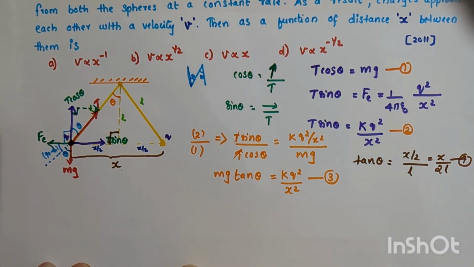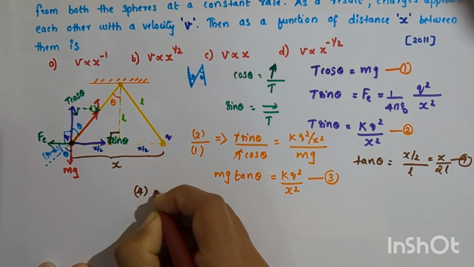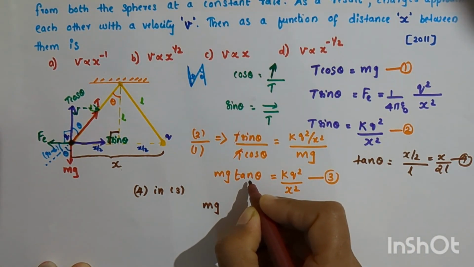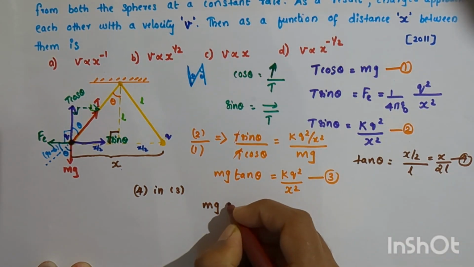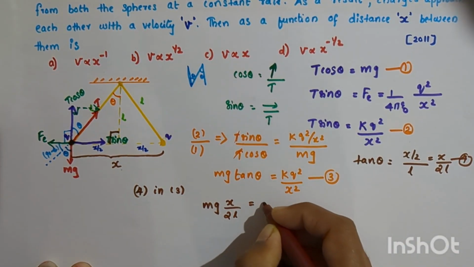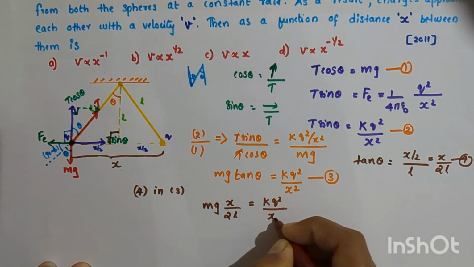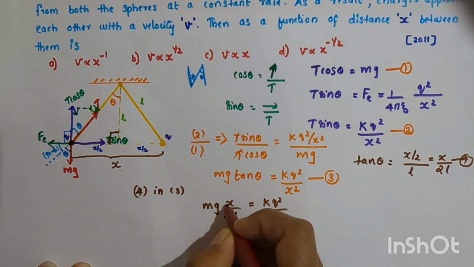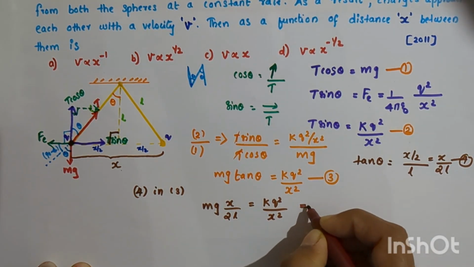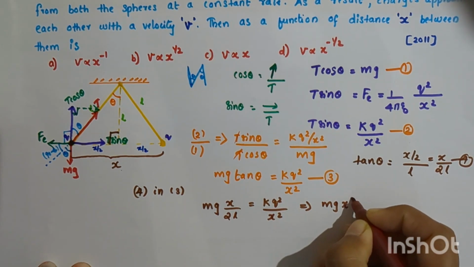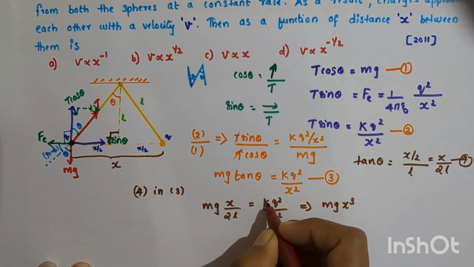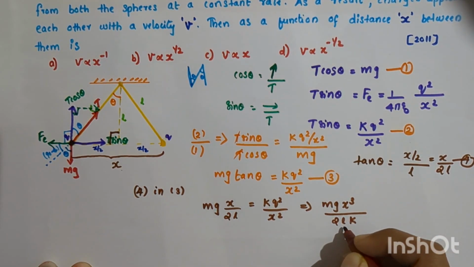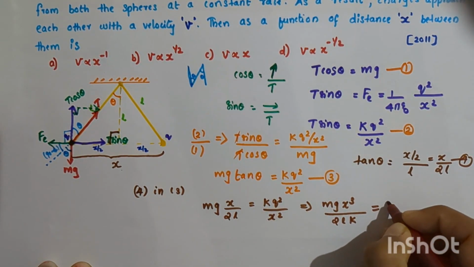Now what I am going to do is substitute this equation number 4 in equation number 3. That is mg tan theta. I am going to write this tan theta as x by 2L, which is equal to k q square divided by x square. Okay, if I am taking this x square to this side, that goes to the numerator. So this becomes mg x cube. Okay, if I am taking this k to this side, that comes to the denominator. So 2L is already there, k comes to the denominator. This will be equal to what? Q square.